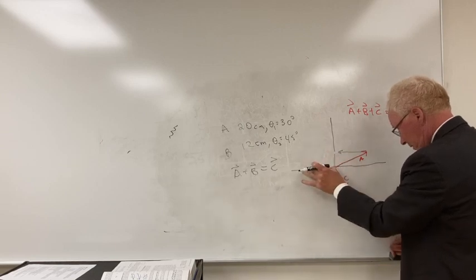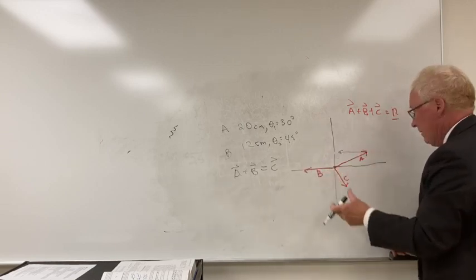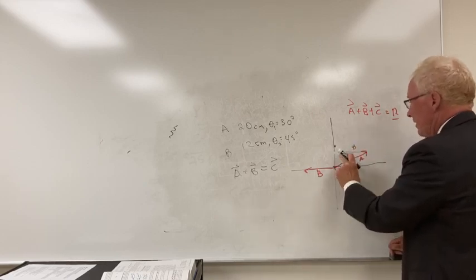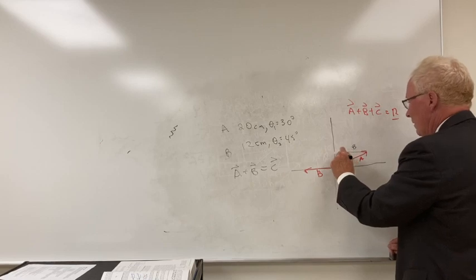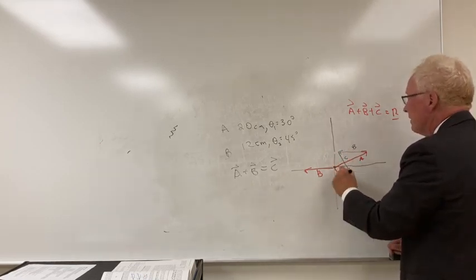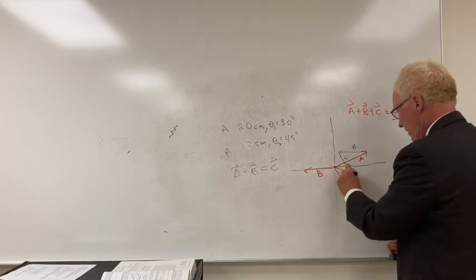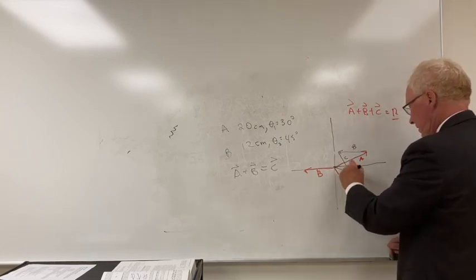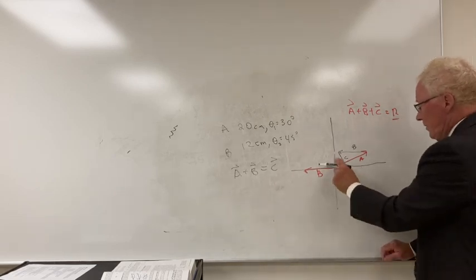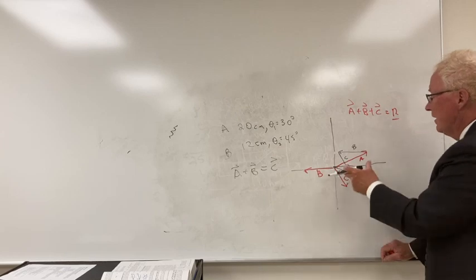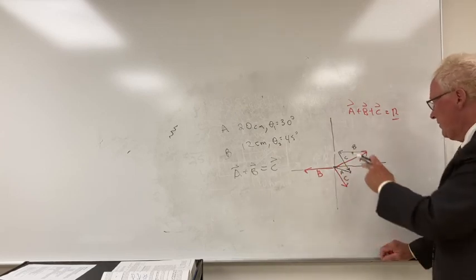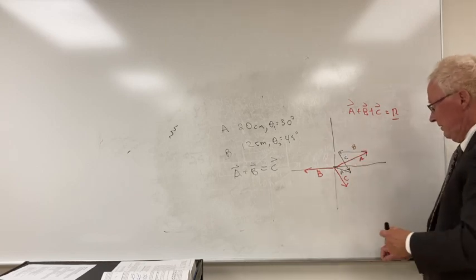And I'm just going to approximate the length. Okay, that would be B. So A to B. And then C would be like so. Okay, this would be C, and the result would be from the start to the end of C. This would be our result. You would measure the length of that, and that would be the result. So you can move it so it's again tail to head, head to tail to head.